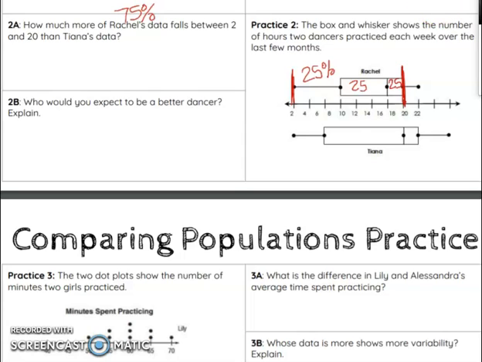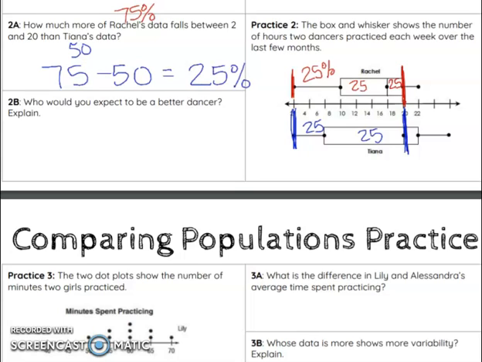And then Tiana's, so 2 is here, and then 20. So you can see that this is only 2 sections of the box and whisker plot. So that'd be 50% for Tiana's. So take 75 minus 50 gives us that Rachel has 25% more than Tiana's data.